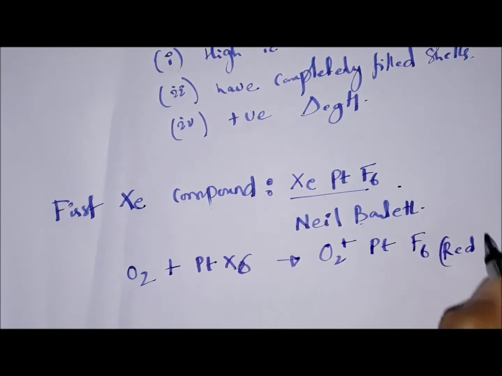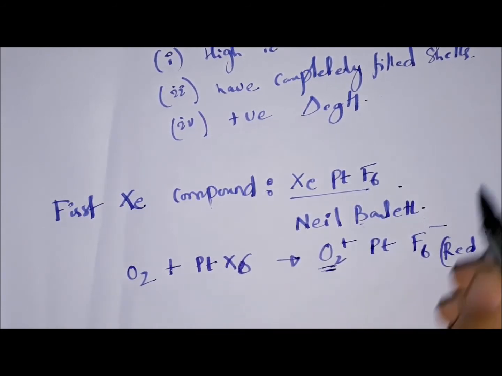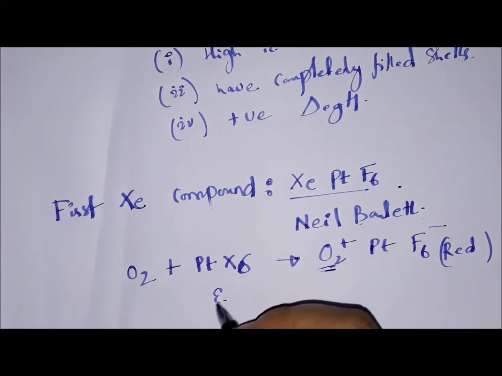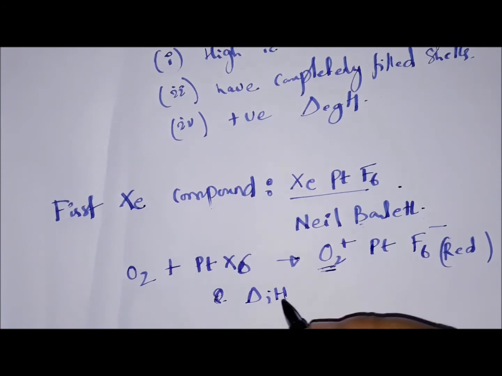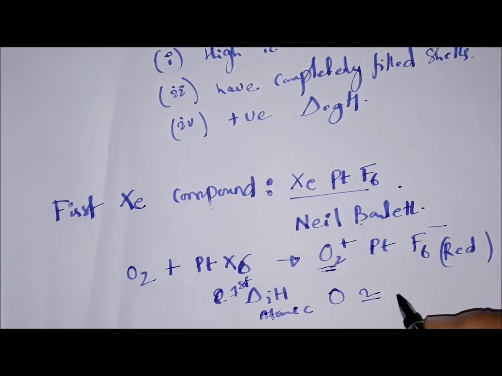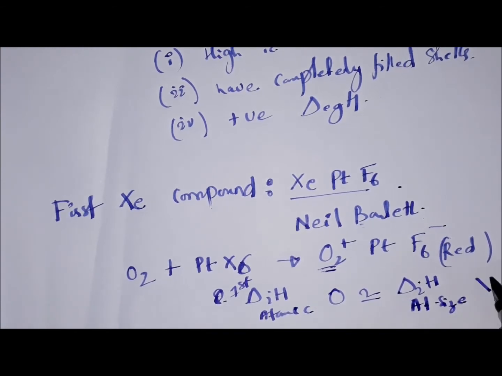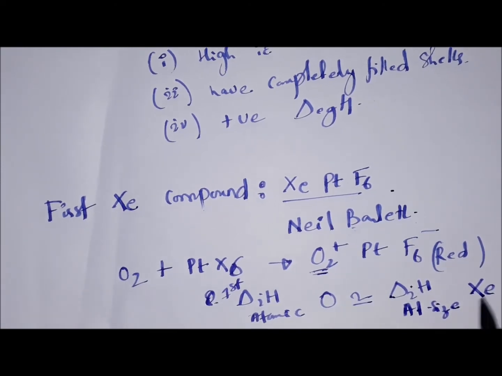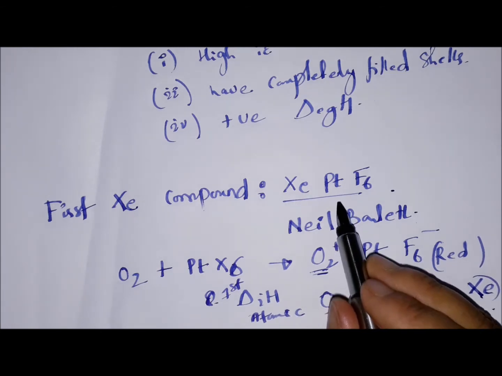A red crystal. Now, what happened was, the first ionization enthalpy and atomic size of oxygen were comparable with the first ionization enthalpy and atomic size of xenon. These two properties were almost similar. So since oxygen can form this compound, because the properties are similar, xenon should also form a compound, he thought, and he tried. He did prepare the compound of xenon from xenon and platinum hexafluoride.